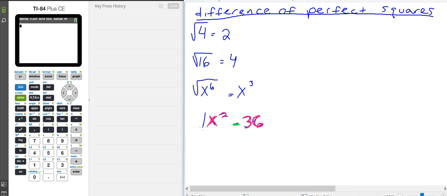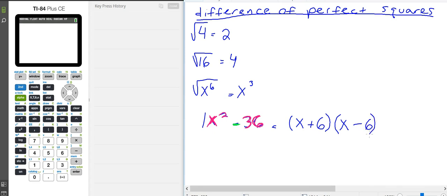So what do we do? We can use something called the method of the difference of two perfect squares. When we have two perfect squares, like we have here, x squared and 36, and they're separated by a minus sign, it's very easy to factor them. All we do is take the square root of the first one, plus the square root of the second one, and we multiply that by the square root of the first one, minus the square root of the second one.